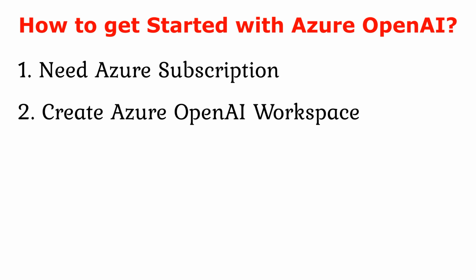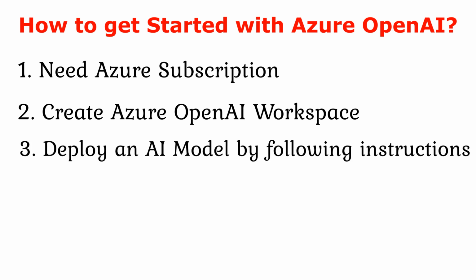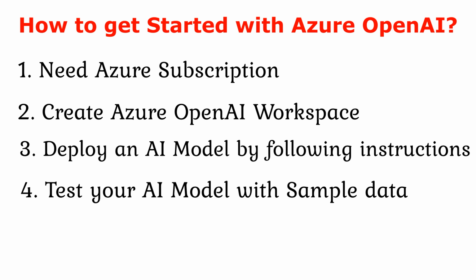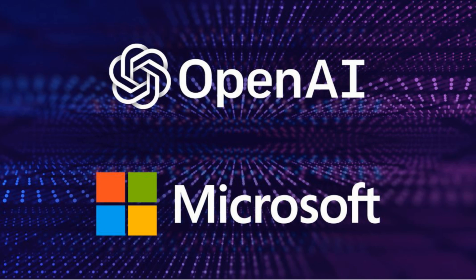Once you have created your workspace, you can deploy an AI model by following the steps in the Azure OpenAI documentation. So you just need to go through those documents step by step and you can start building your AI model. Finally, you can test your AI model by sending it sample data and evaluating its results. And you can also use Azure OpenAI's monitoring and logging features to monitor your model's performance and troubleshoot any issues that occur.